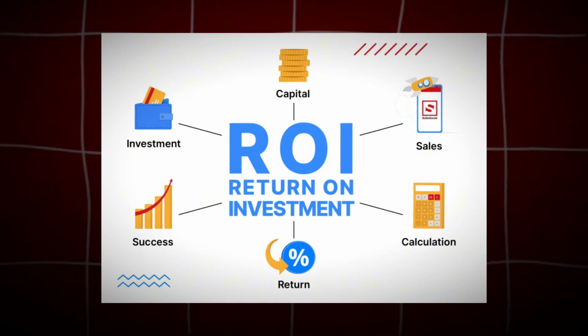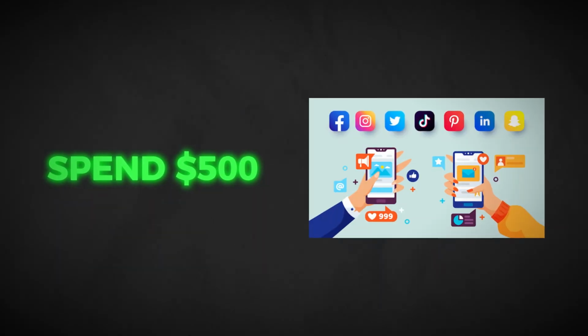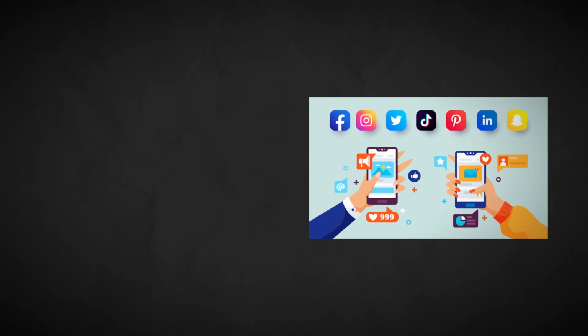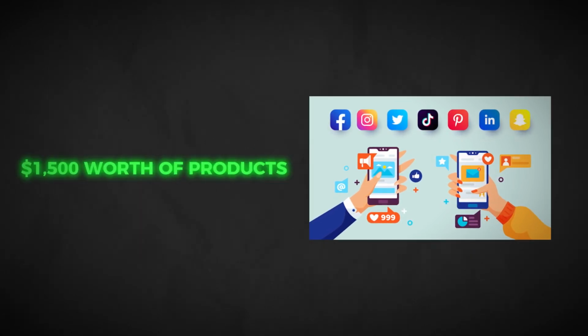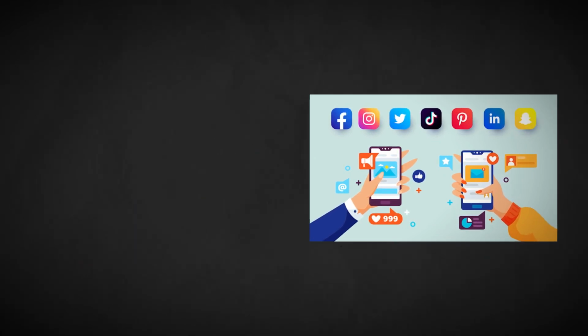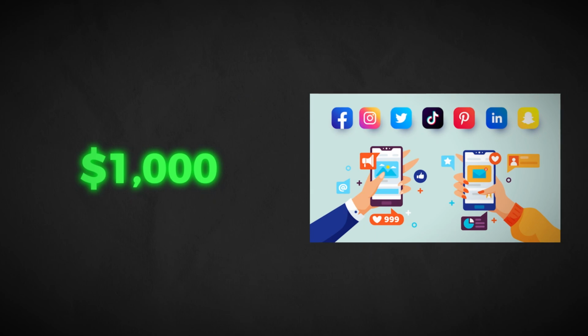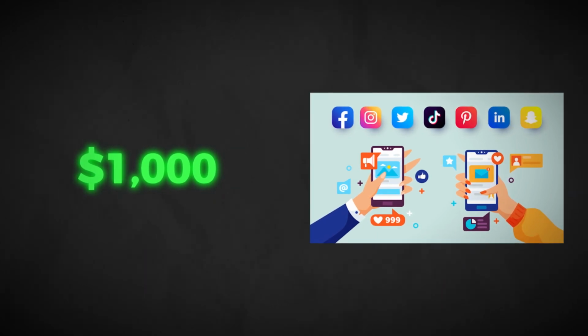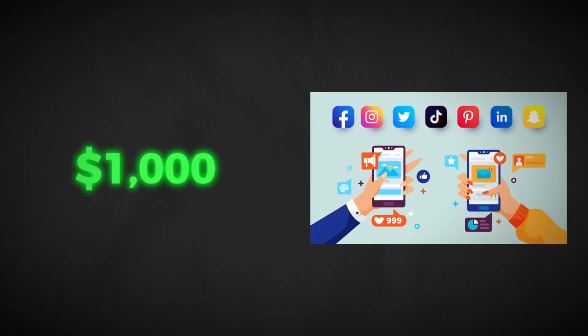Let's take an example that's easy to follow. Say you spend $500 to run a social media ad. That ad brings in new customers who buy $1,500 worth of products. Your profit, after subtracting the $500, is $1,000. That means your ROI is 200%. It's a clear signal. You put in $500 and got $1,000 back in profit.